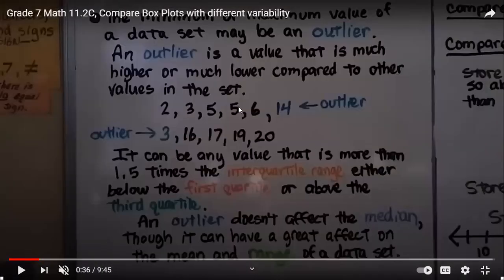Now, if I want to compare a data set, we can also find the outlier. So we want to know what the outlier is. Is there anyone who can tell me what the outlier means? Zena, okay. It is a value that is much higher or much lower compared to other values.